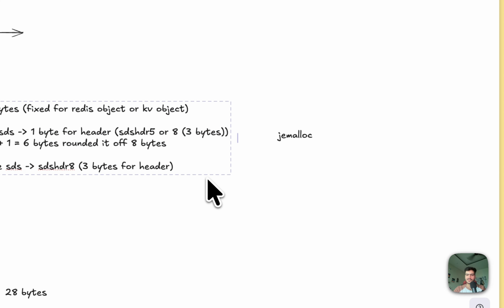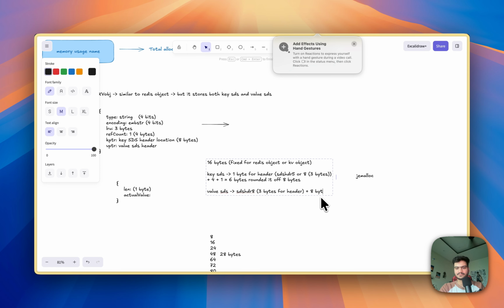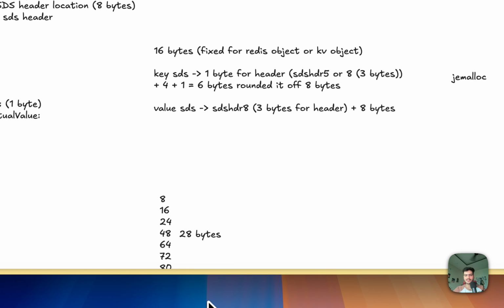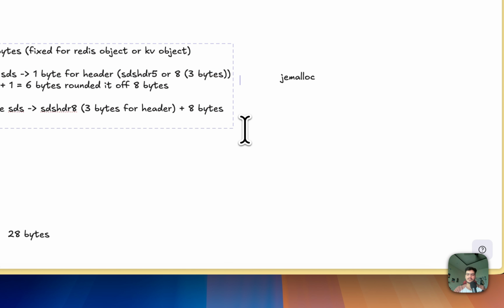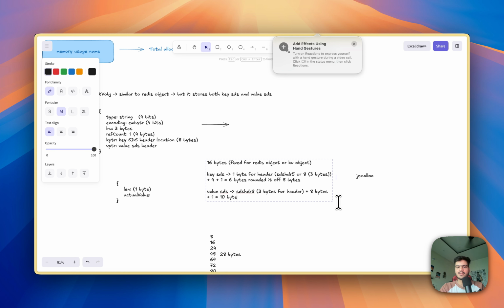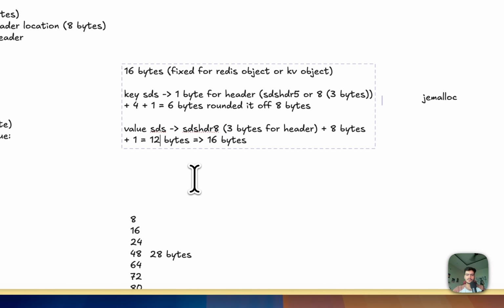So our value was 8 bytes. As you can see, my name is almost 8 characters, so it's 8 bytes plus 1 for null terminator. So overall count is 10 bytes, and if we round it off, it would come as 16 bytes. Yeah, I think, 8, 9, 10, 11. Sorry, it was 12. 8, 9, 10, 11, 12.